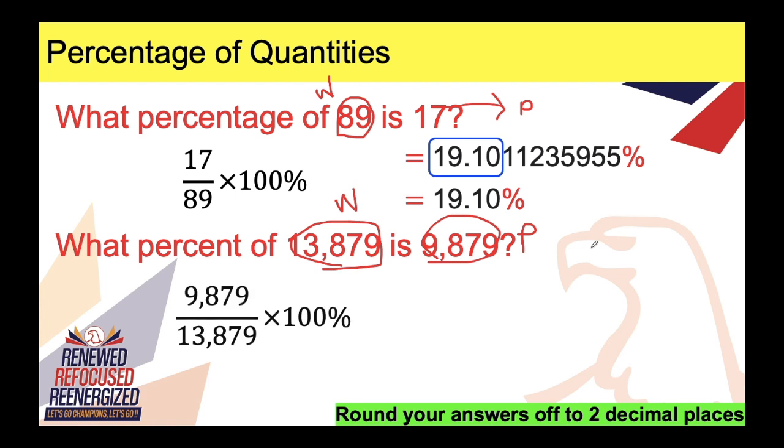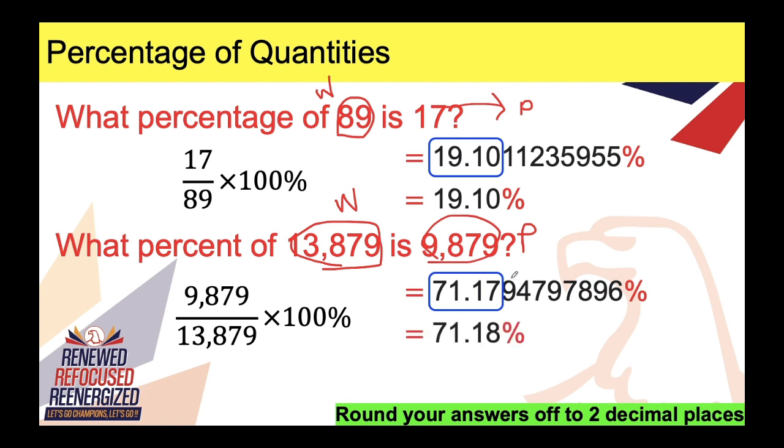Okay, so we can now write this as a fraction, multiplied by 100%. Try to put this in your calculator and see what you get. All right, two decimal places. So 9 is greater than 5, we add 1 to the second decimal place. Therefore, we say 9879 is simply 71.18% of 13,879.